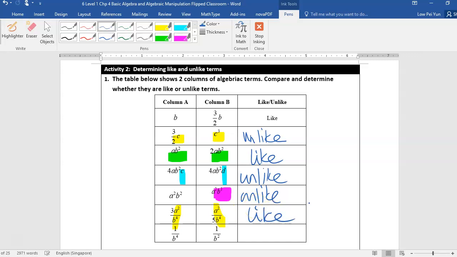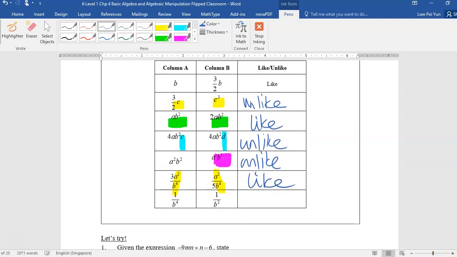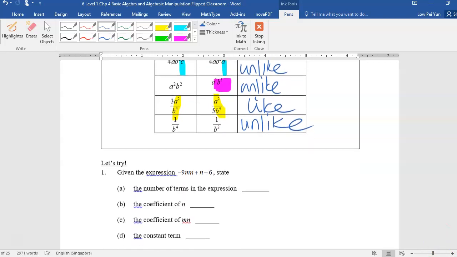And the last one, what do you think? 1 over B power 4? 1 over B squared? Are they the same or not the same? They are not the same, so they are unlike terms. Let's try the next part.